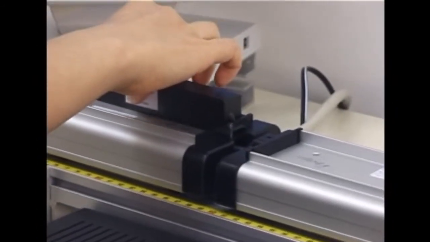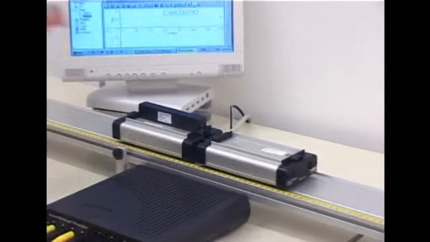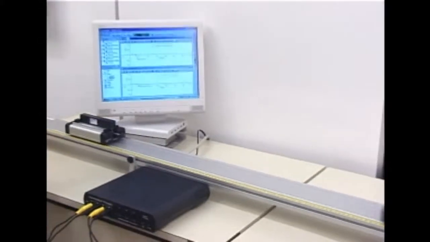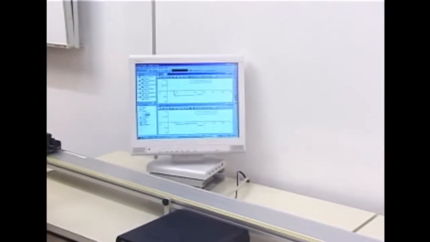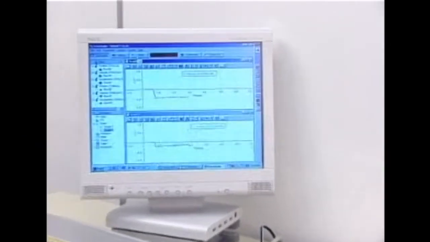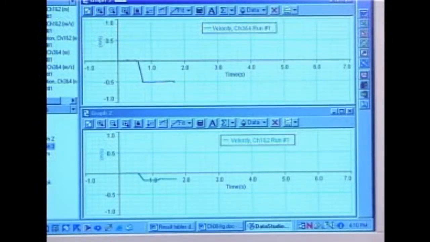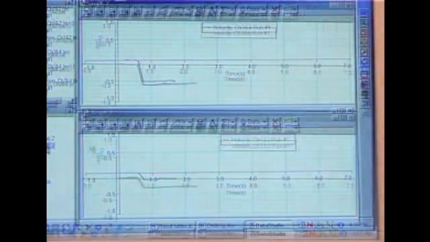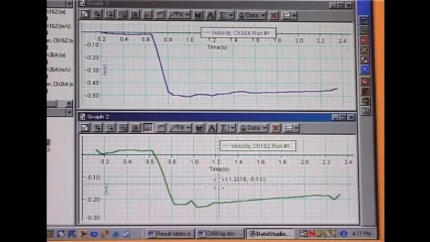Repeat the experiment by doubling the mass of trolley A. Note the VT graph displayed. Read the velocities of the trolleys before and after explosion.